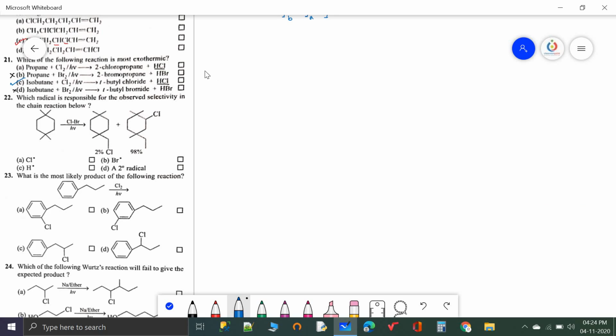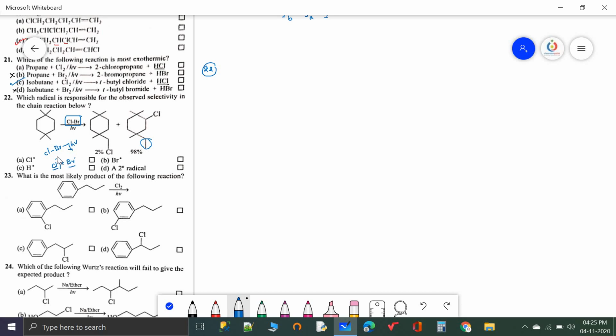Now let's try to solve question number 22. Which radical is responsible for the observed selectivity in the chain reaction below? Here basically this product is wrong, but the rest is correct. Here a chlorine-bromine combination is used. In the presence of HNO, it undergoes homolytic cleavage, giving two radicals, both the chlorine radical as well as the bromine radical.